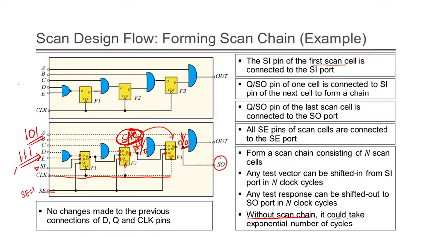Without scan chain it can take an exponential number of cycles. So when you are not using scan chain, for 3 inputs you need to give how many test cases? 2 cube, that means 8 test cases you need to give. So with scan chain, how many test cases are you giving? Only 3 test cases. So like this, we can decrease the test cases with the scan chain.